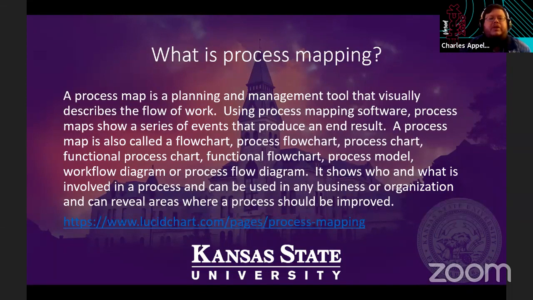So with this, I'm going to go ahead and start. On our first slide here, we have a formal definition of process mapping. What's important to know here is that it's a visual tool to show the flow of work. So that's the main area. It conveys a lot of information, so it shows who and what is involved in a process that can be used in any business or organization. Those are the key elements of it.